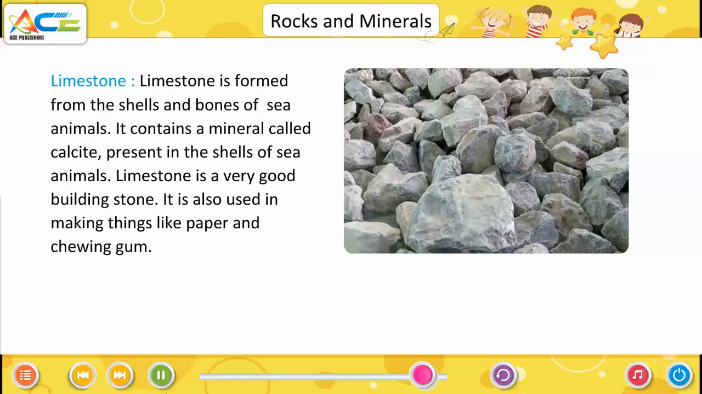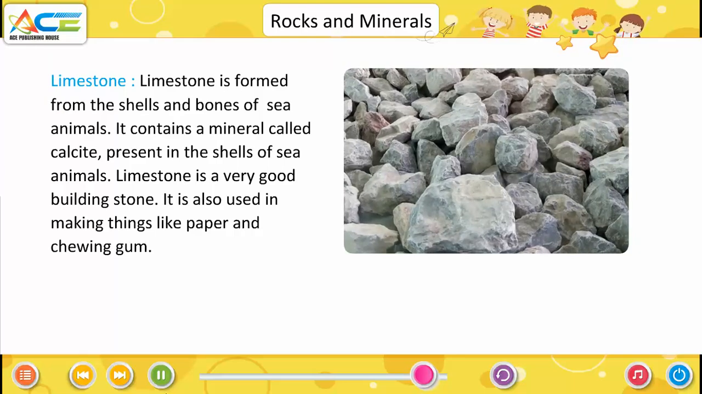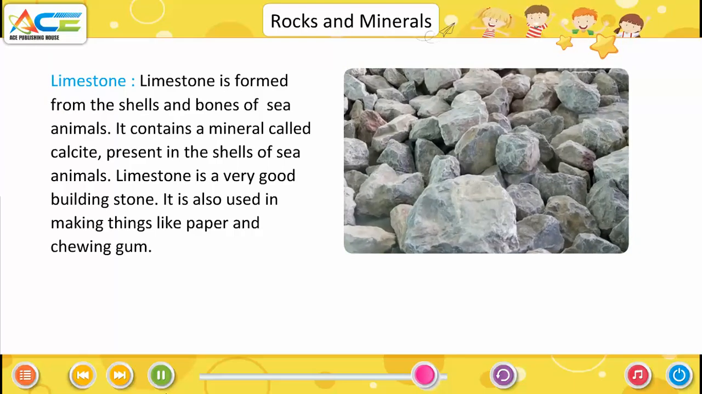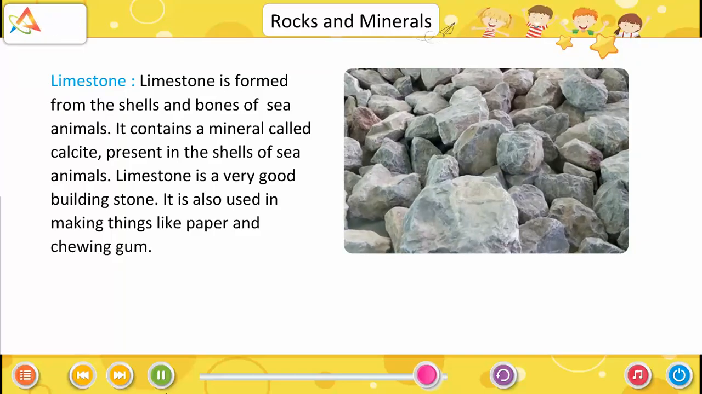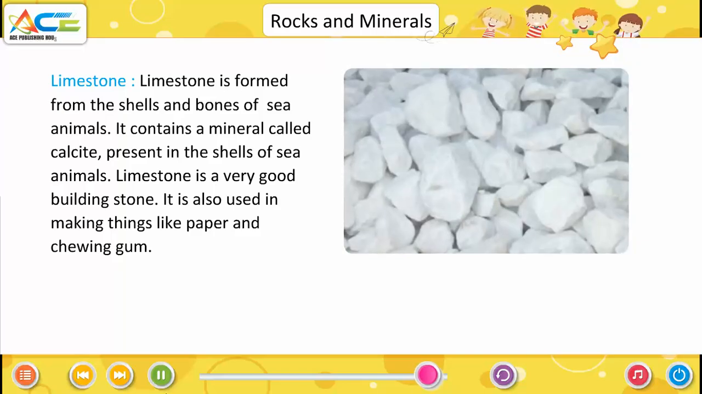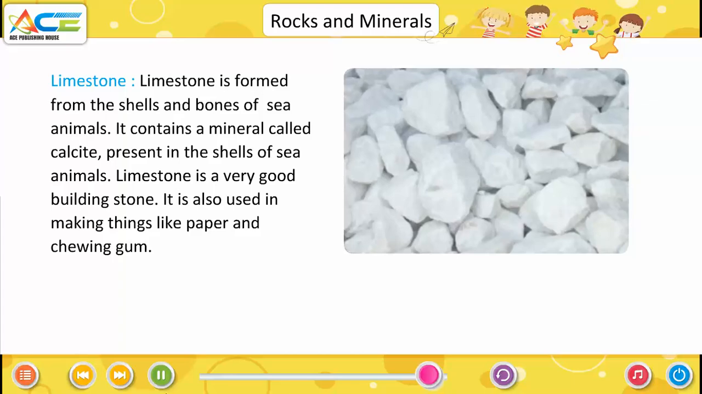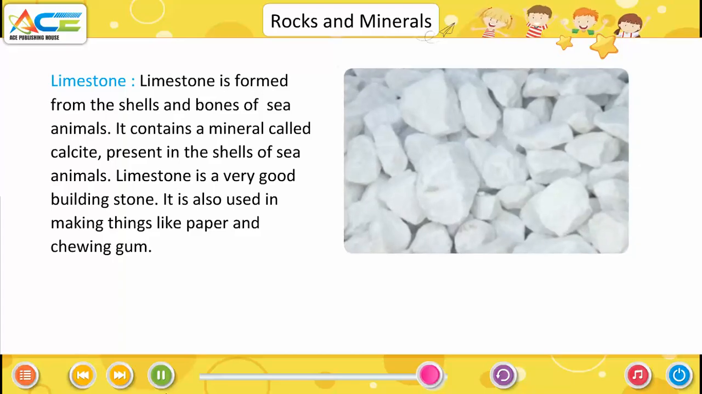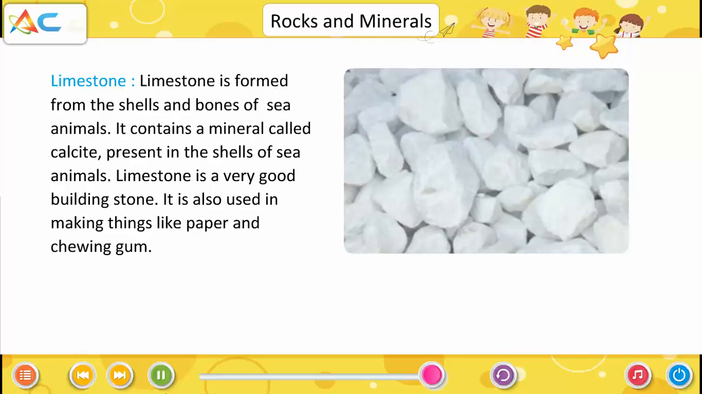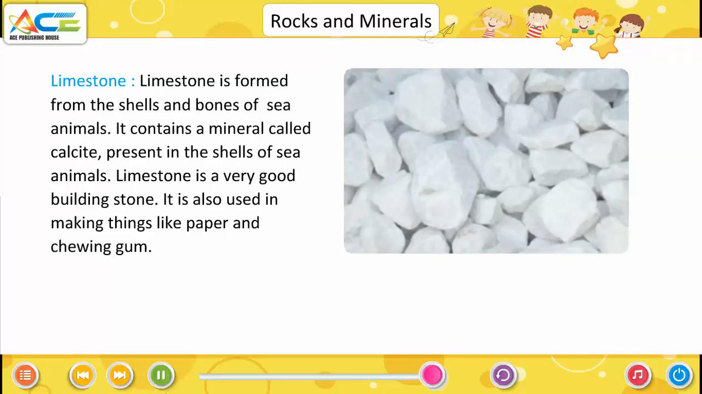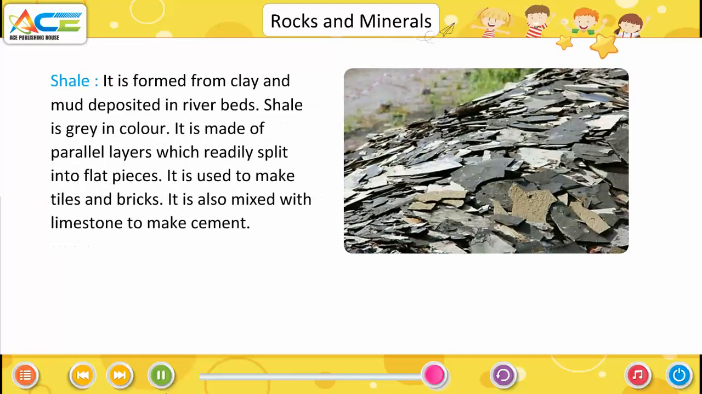Limestone. Limestone is formed from the shells and bones of sea animals. It contains a mineral called calcite present in the shell of sea animals. Limestone is a very good building stone. It is also used in making things like paper and chewing gum.